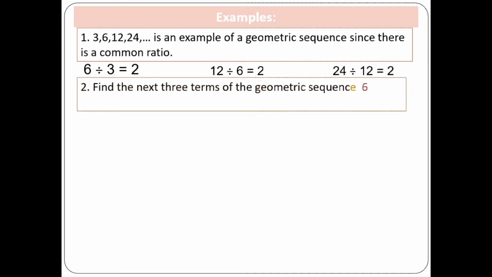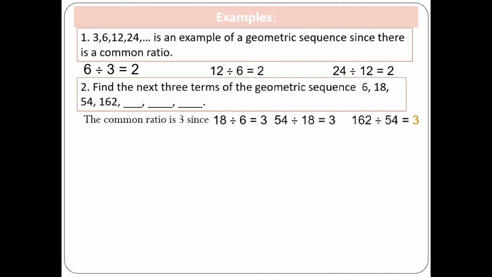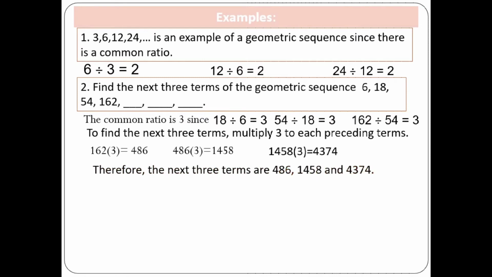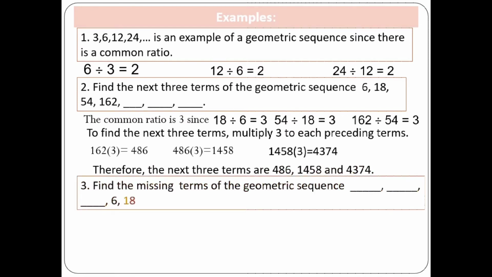Number 2, find the next three terms of the geometric sequence 6, 18, 54, 162. The common ratio is 3 since 18 divided by 6 is 3, 54 divided by 18 is 3, and 162 divided by 54 is 3. To find the next three terms, multiply 3 to each preceding term. So 162 times 3 is equal to 486. 486 times 3 is 1,458. 1,458 times 3 is 4,374. Therefore, the next three terms are 486, 1,458, and 4,374.